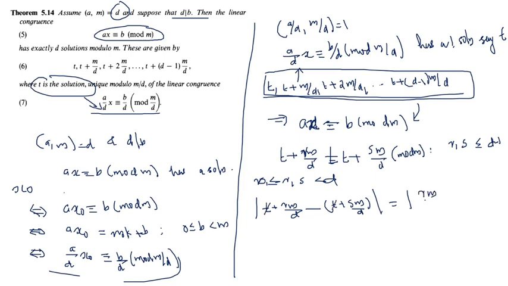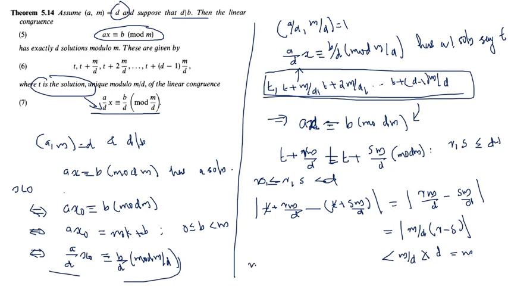Therefore r times m by d minus s times m by d, which is equal to m by d times (r minus s), which is strictly less than m by d into d, because r and s are strictly less than d. Therefore r minus s is also strictly less than d. Therefore we can rewrite the expression as strictly less than m by d times d, that is equal to m. That is, the absolute value of (t plus r times m by d) and (t plus s times m by d) are strictly less than m.